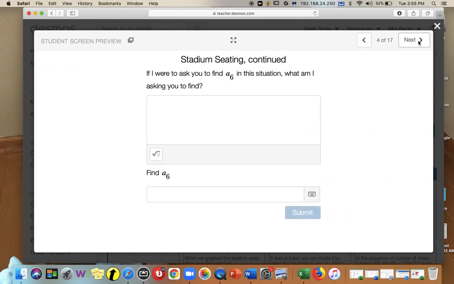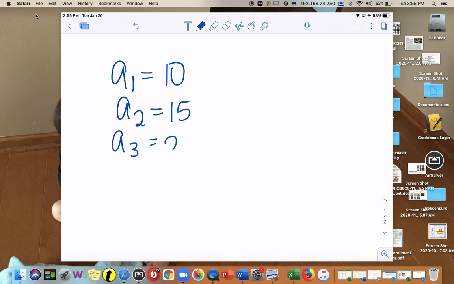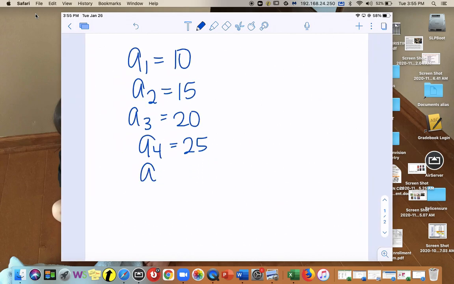Same problem continued. If I were to ask you to find a sub 6 in this situation, what am I asking you to find? You're asking someone to find how many seats are in the 6th row. And then I'll ask you, find a sub 6. So there's a few ways to find a sub 6. One way is we could make a list. So we know that in the first row there's 10 seats. In the second row there's 5 more, so 15. In the third row there's 20. So then I would just keep adding 5. So all I'm doing is adding 5 to the term before it. And we can see that in the 6th row there's 35 seats.